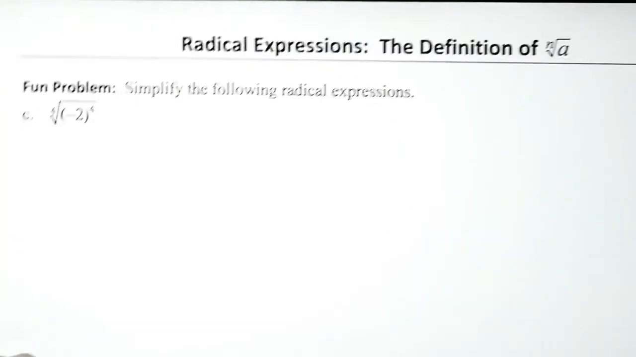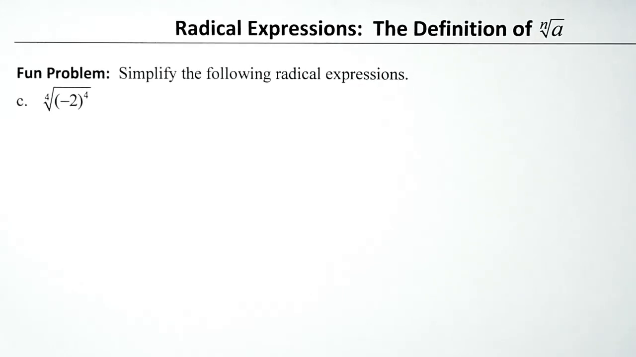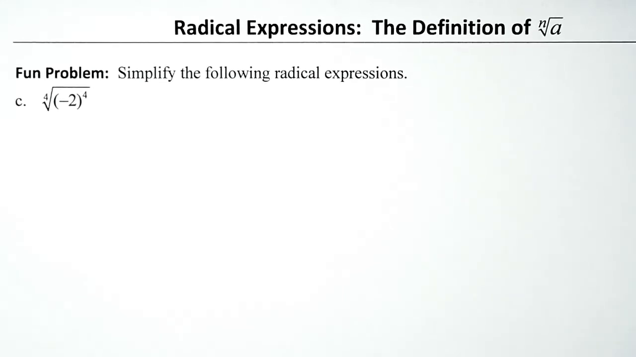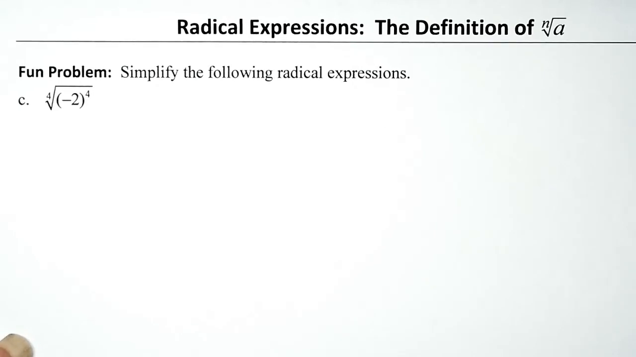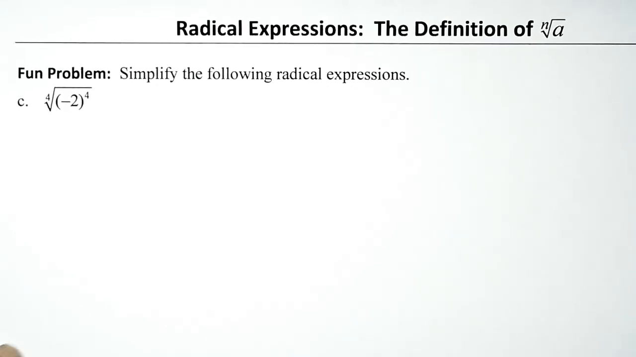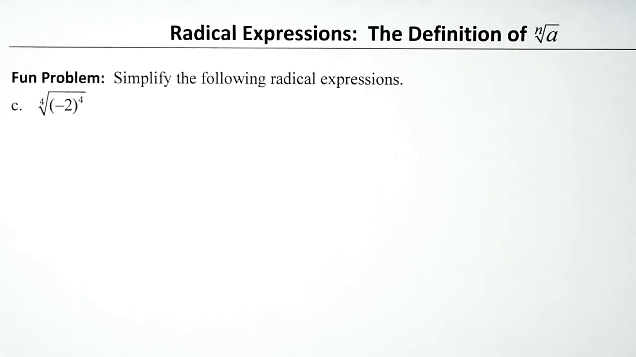All right. Same speech, same direction. Simplify the following radical expression. So problem C, because we just knocked out A and B. We have the 4th root of negative 2 raised to the 4th power. We're going to do this two ways. I'm going to do it the keep-your-cool way, and then the remember-the-rule way. The keep-my-cool way is just code for do it however you can.